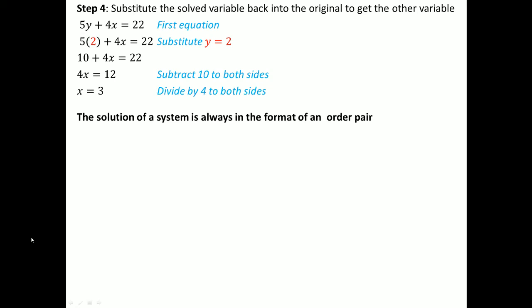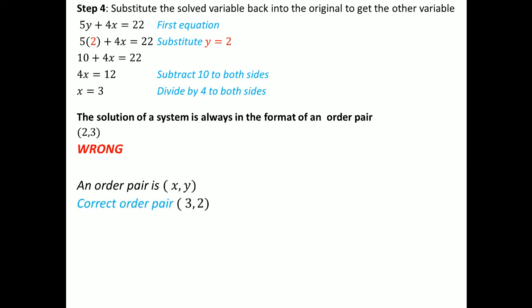The solution of a system is always in the format of an ordered pair. So in this case, it is 2, 3. Wrong. An ordered pair is always in the format of x, y. Therefore, the solution for this one is 3, 2. Because the 3 was the x, then the y, which is 2.